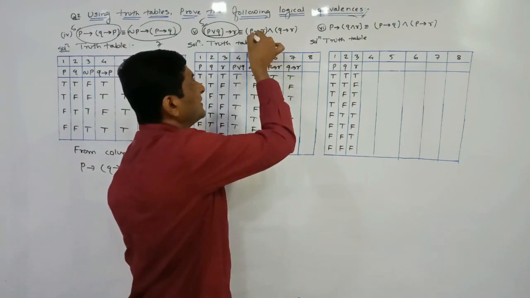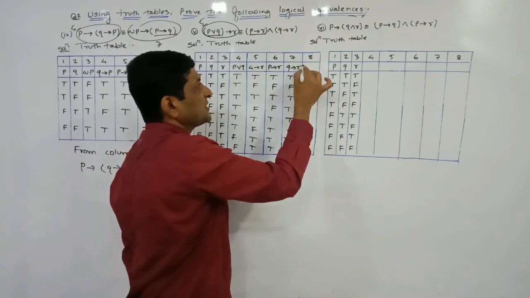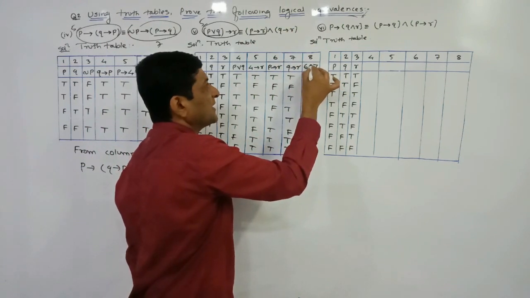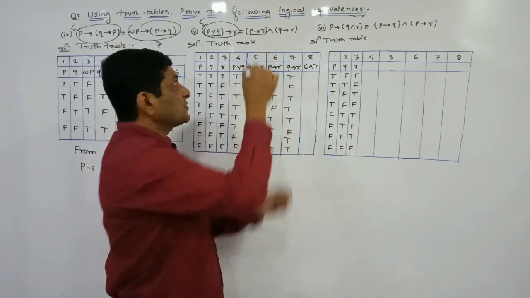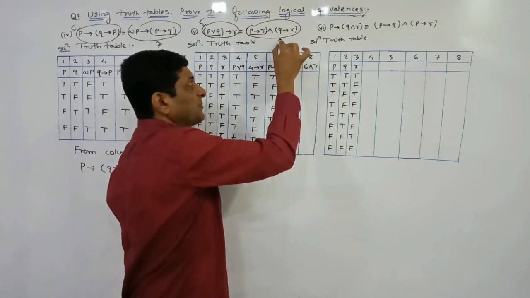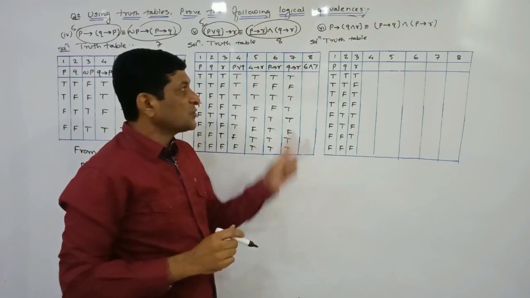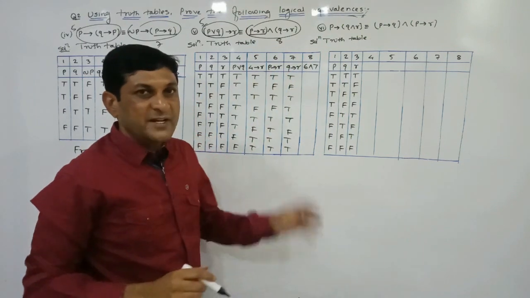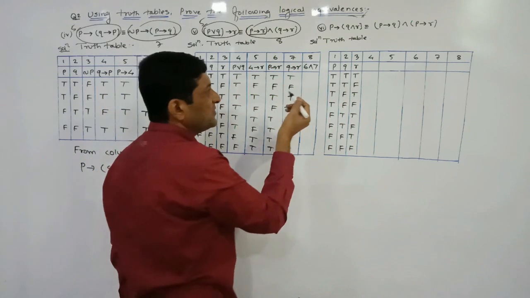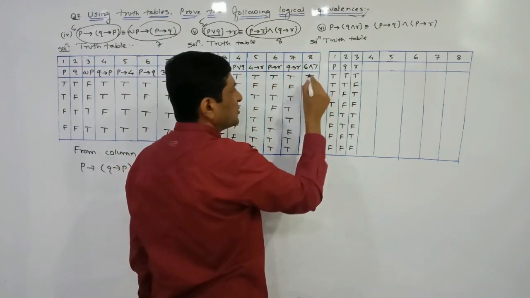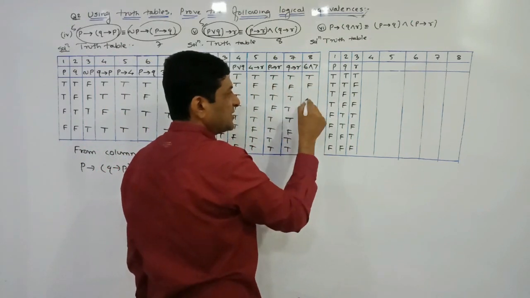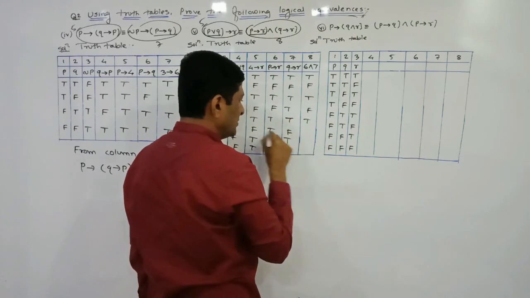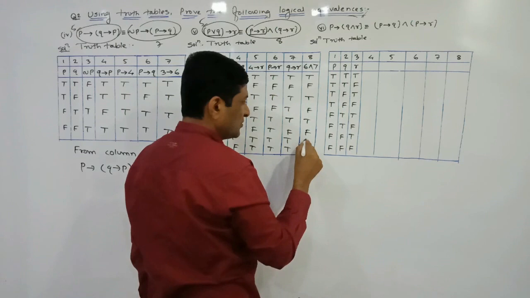Now we are connecting this statement, column 6, with column 7 by which logical connective? And. So we are getting the truth value of this statement in column number 8. We are connecting these two statements by AND. In case of AND, if at least one F appears, AND will be false. So here we get true, false, one statement is false. So here true, here again we are getting false, true, false, true, true.